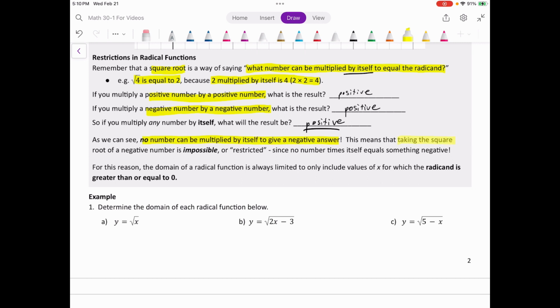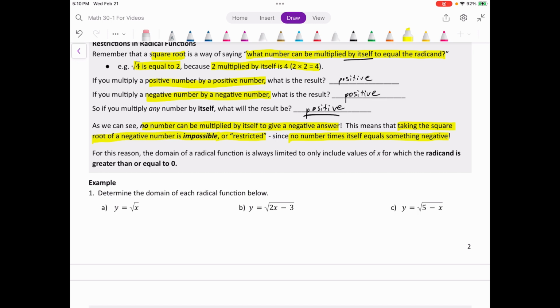So taking the square root of a negative number is impossible. It just doesn't make sense. Nothing times itself could ever be negative. Or we might say it's restricted because no number times itself equals something negative. Now, small caveat here, it's not part of the Math 30 curriculum. I should really be saying no real number times itself equals something negative, which for us essentially means no number that we will ever deal with in Math 30 can be something negative. But fun fact, there is something called an imaginary number. I know that sounds like a joke. It's not.